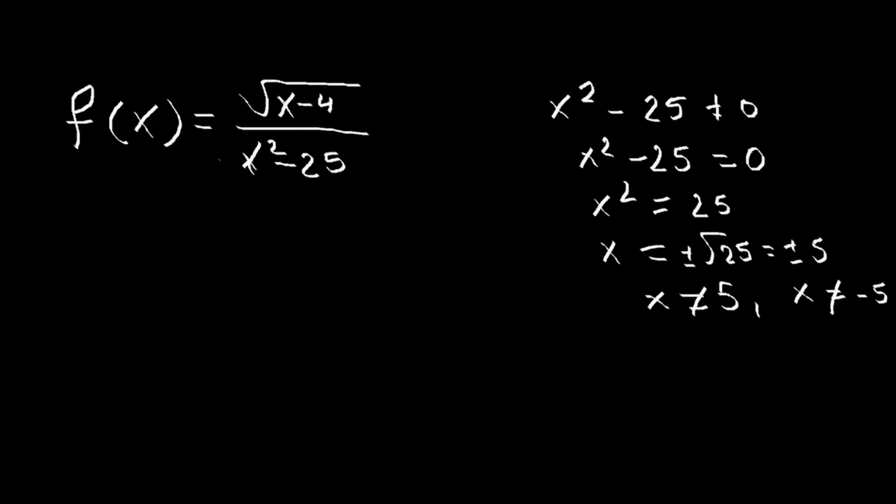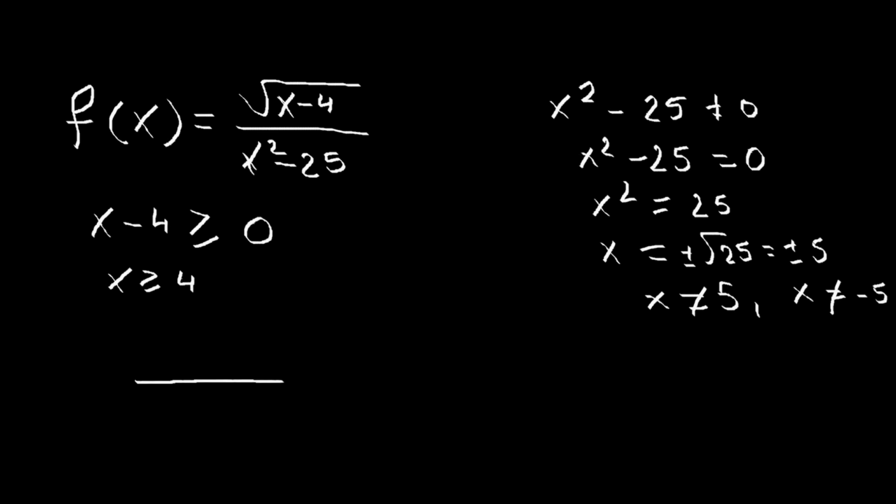But here we have another value. As we said earlier, this value here needs to be greater than or equal to 0, because the square root of a negative number doesn't give us a real value. So x minus 4 should be greater or equal to 0. x should be greater or equal to 4.